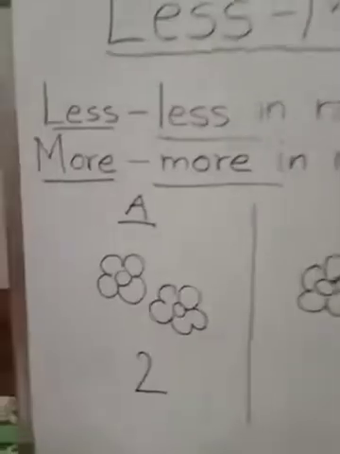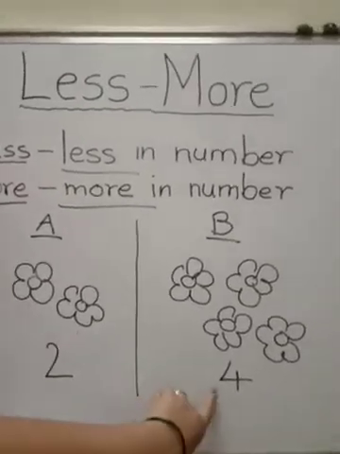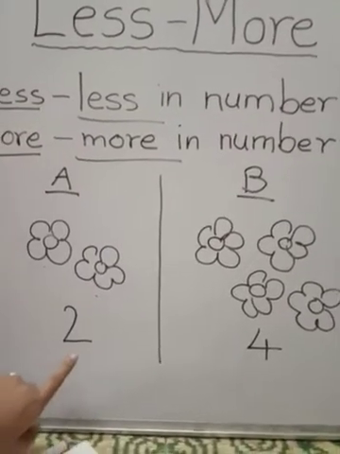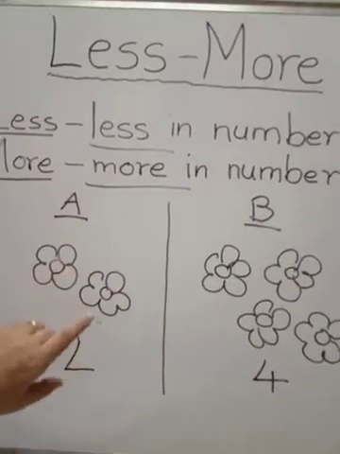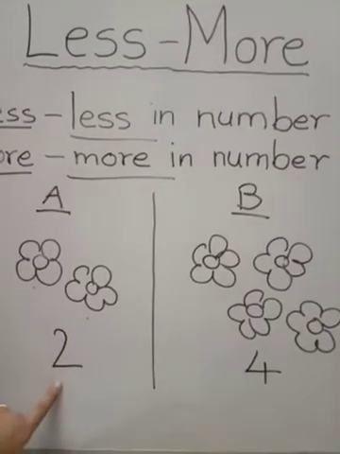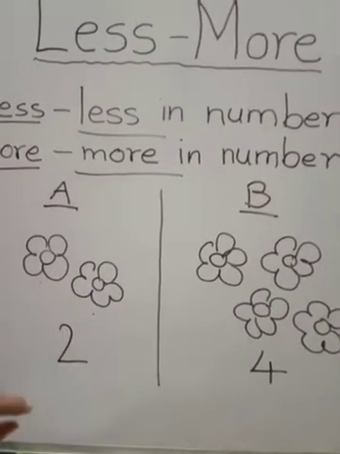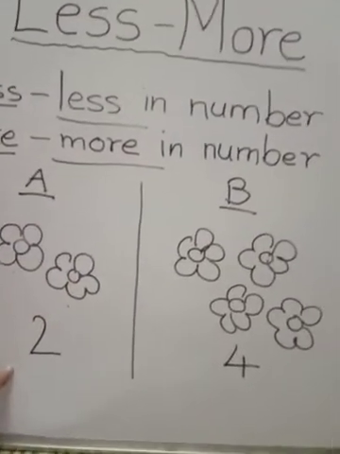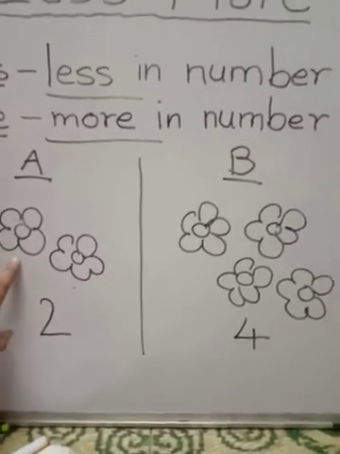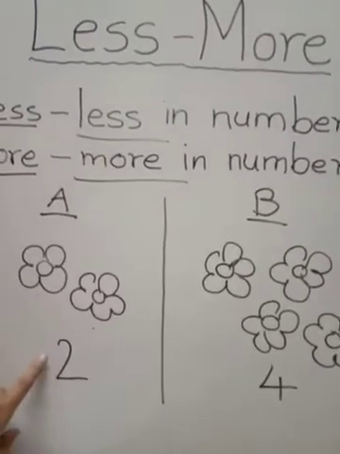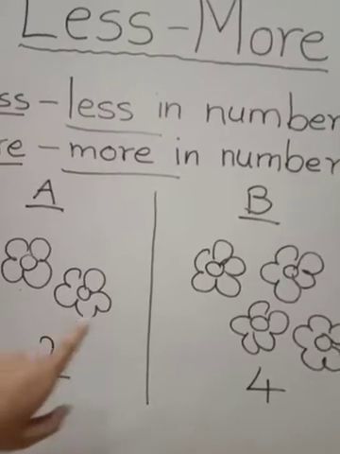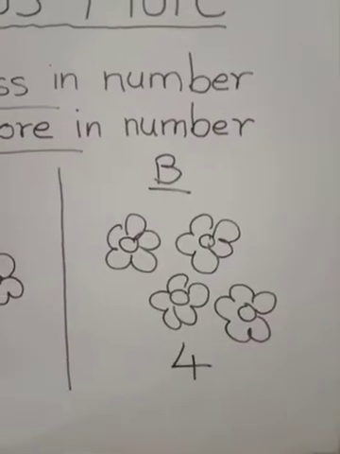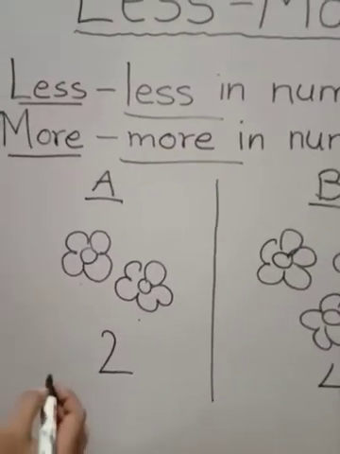Okay. Now children, look at both the numbers 2 and 4. Which number is less in number? Less means fewer. Objects you can see, and you can see the number also. Which is less in number, group A or group B flowers? Group A flowers. After counting these flowers, we got only number 2. And group B, after counting, we got number 4. So group A flowers are less.